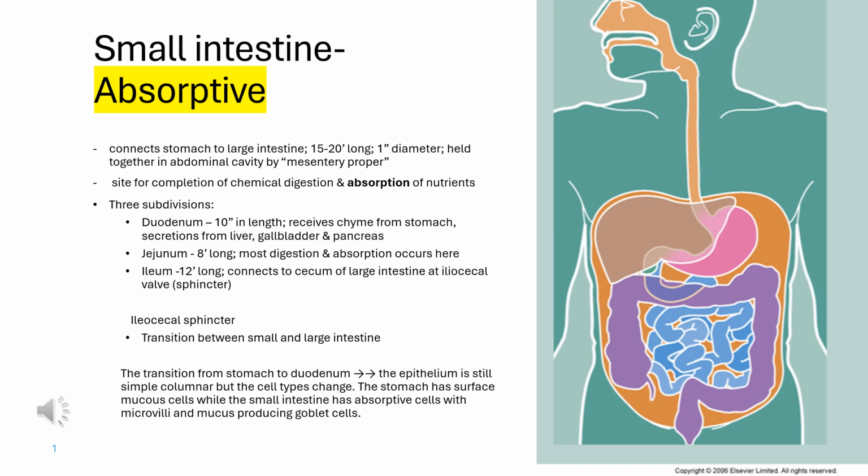The duodenum is the one that's closest to the stomach. Then you have your jejunum, which carries on with the absorption. And then you have the ileum, which carries on with the absorption and connects to the cecum. And the cecum is known as the transition point to the large bowel.